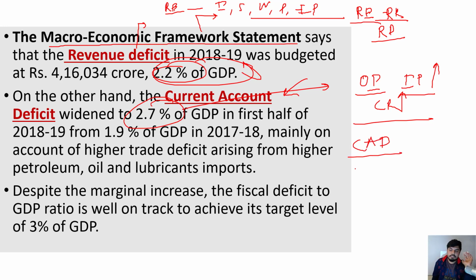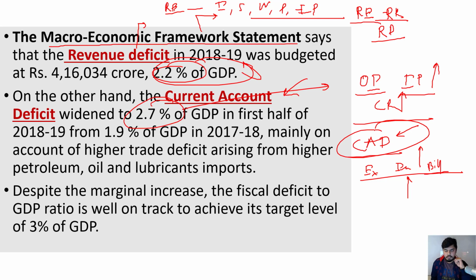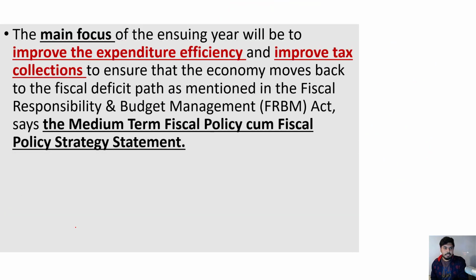What is CAD? It is the difference between the export and import bill. Because we are importing more than we export, we have a current account deficit. And it is mainly because of the rise of international crude prices, ICPs. Next, our main target is 3%, as I told you earlier. And the main focus is going to remain on expenditure efficiency and improved tax collection.